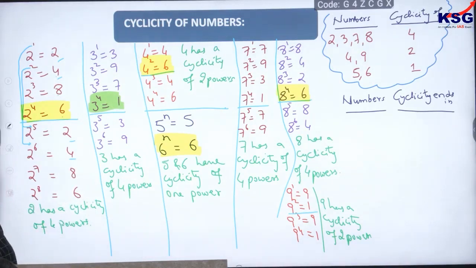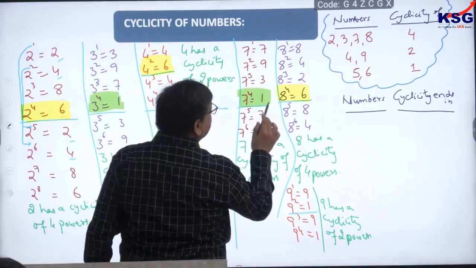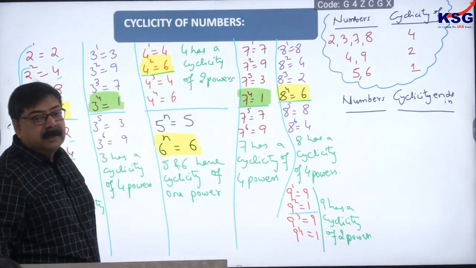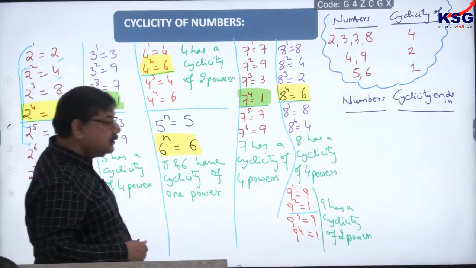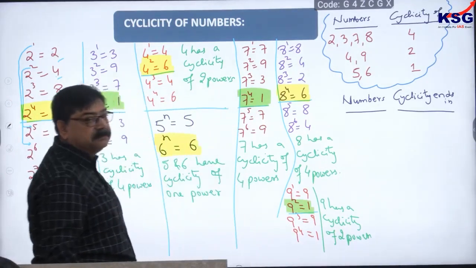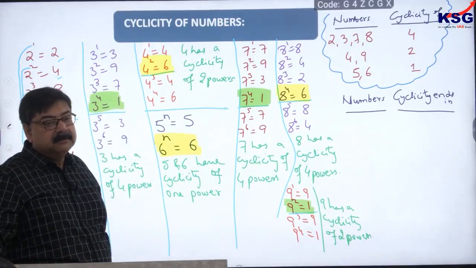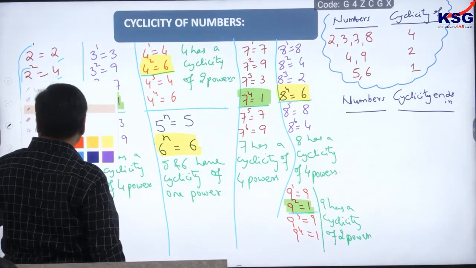7 has a cyclicity of 4 powers. So 7 to the power of 4 is again 1. 9 has a cyclicity of 2 powers. So 9 to the power of 2 again is 1. Clear? And 5 to the power of anything is 5. Okay. So here we go.